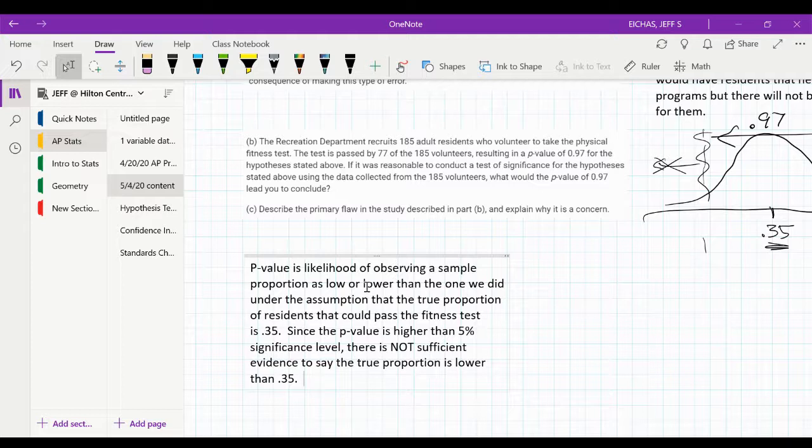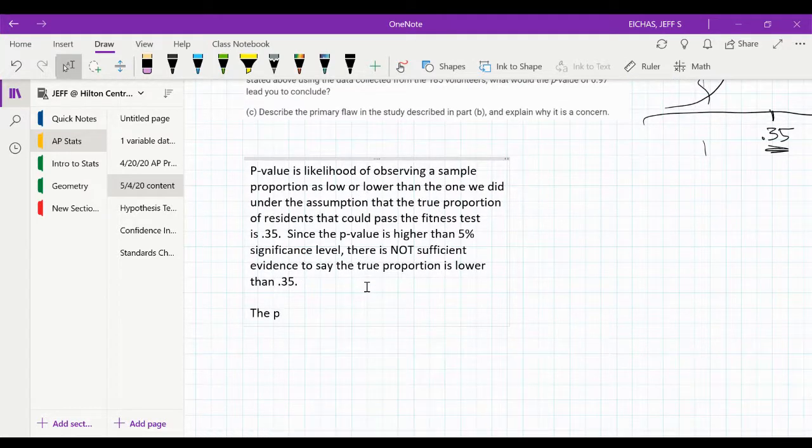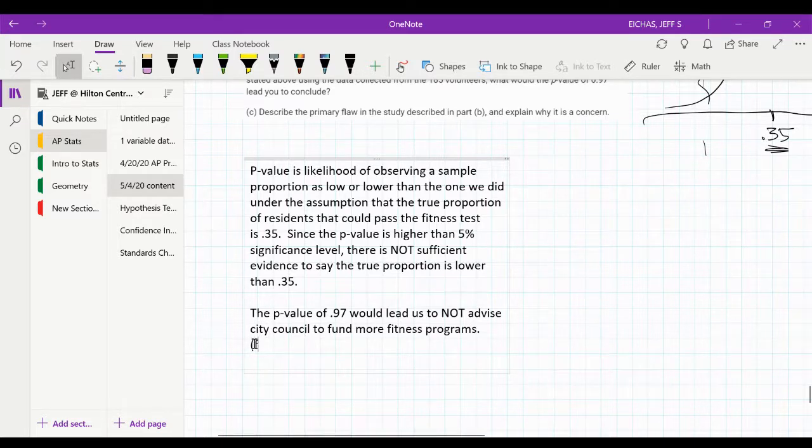Now, what would the p-value have led you to conclude? The p-value of 0.97 would lead us to not advise City Council to fund more fitness programs. So basically, we're going to fail to reject the null. Put that in parentheses, fail to reject the null.